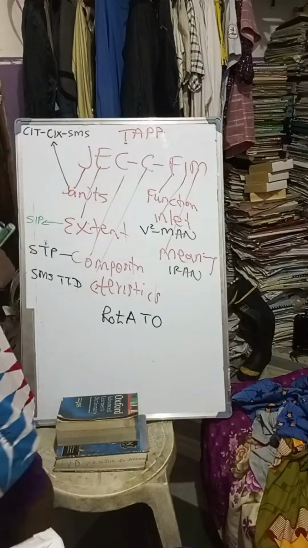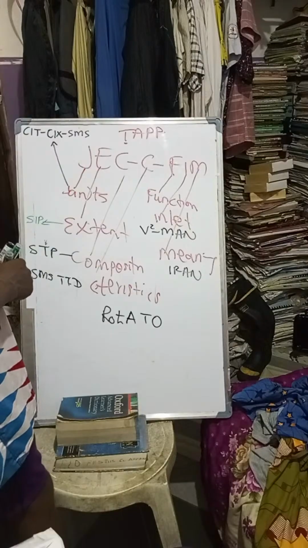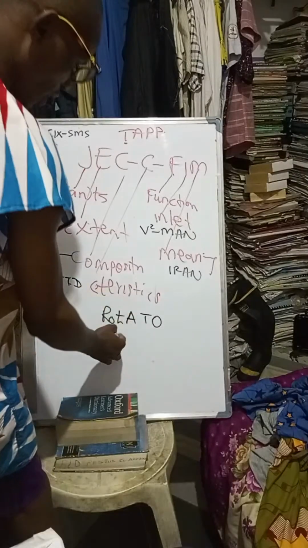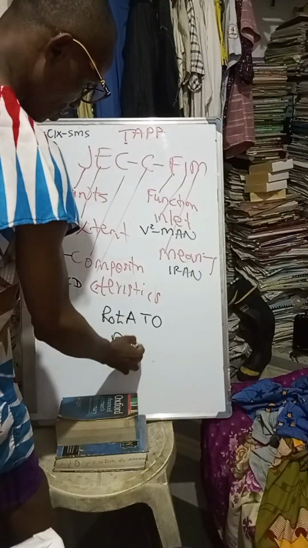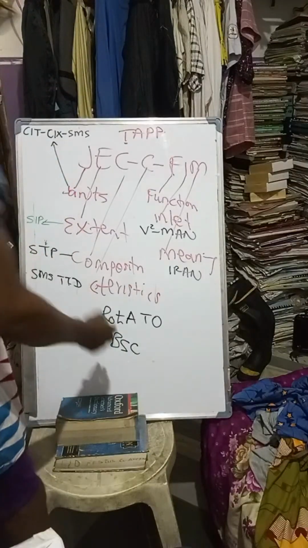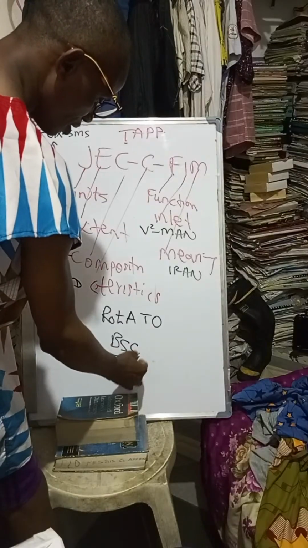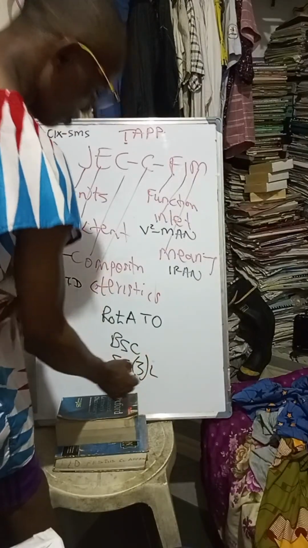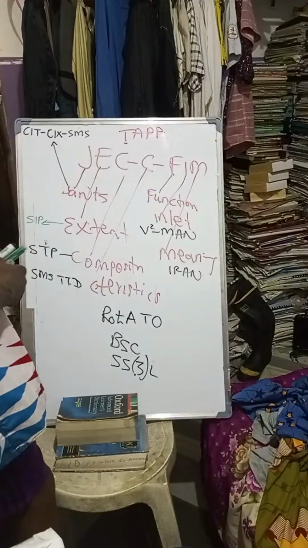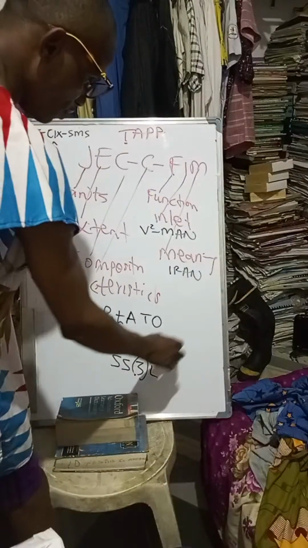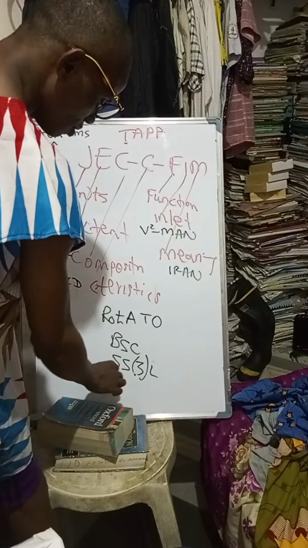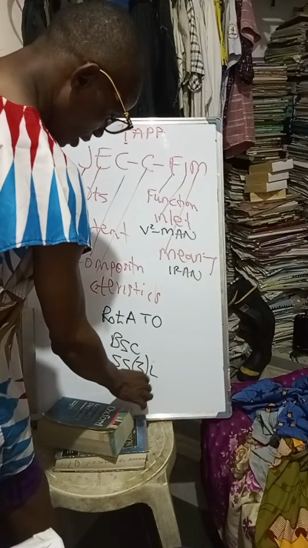See now? Rotator. As for V square man. Then the next one we have BSC. Next one we have SS3. Okay. Next one we have BVSL.